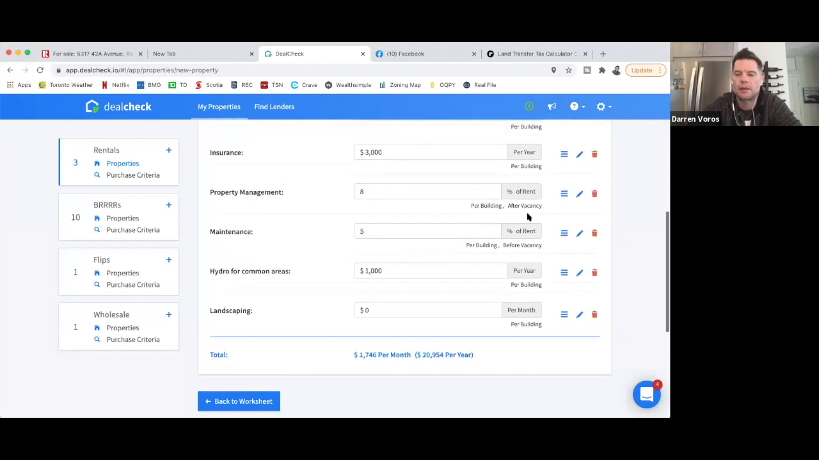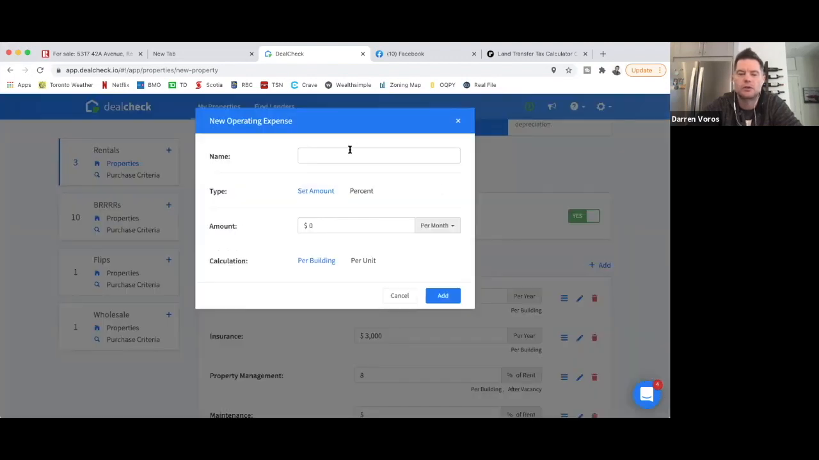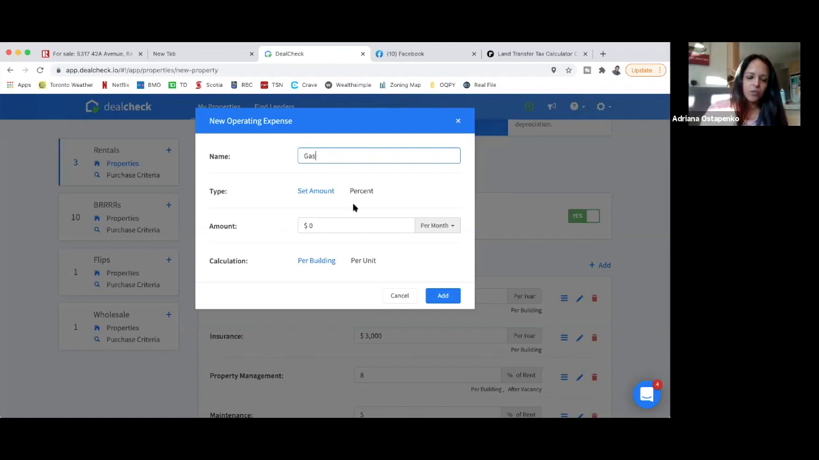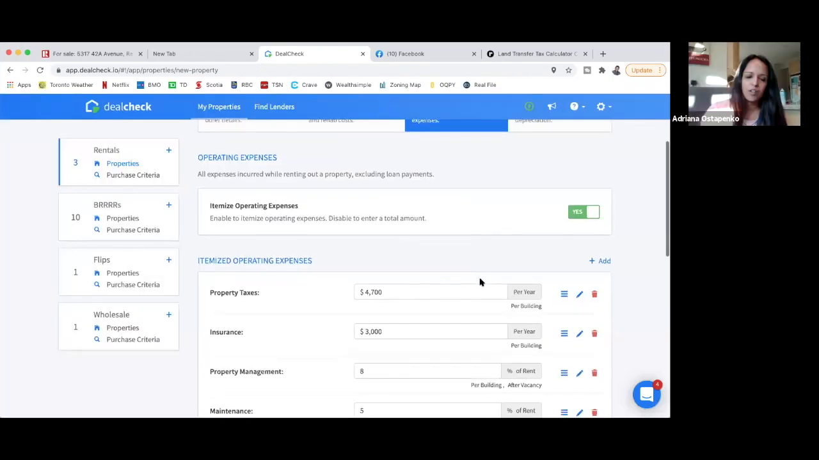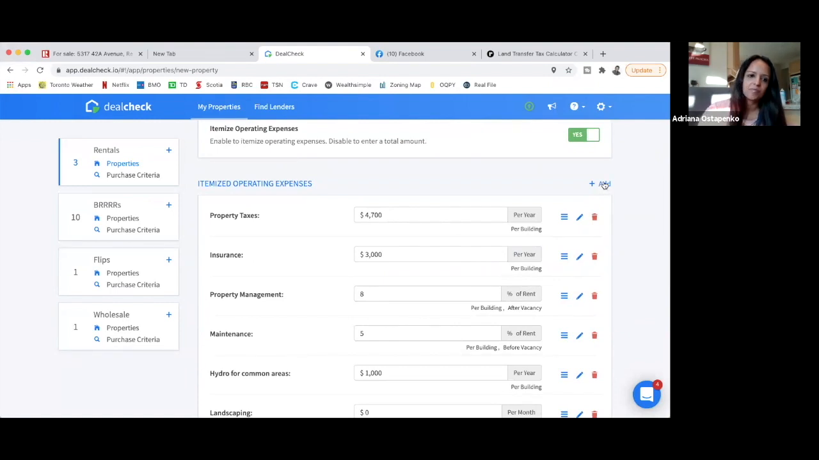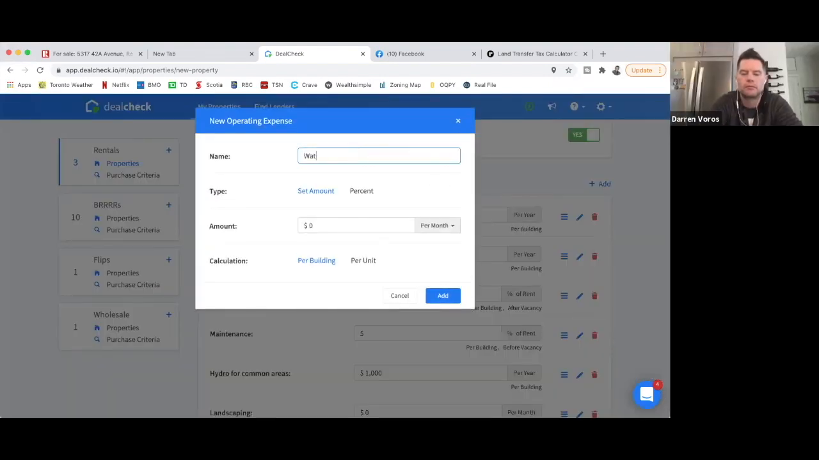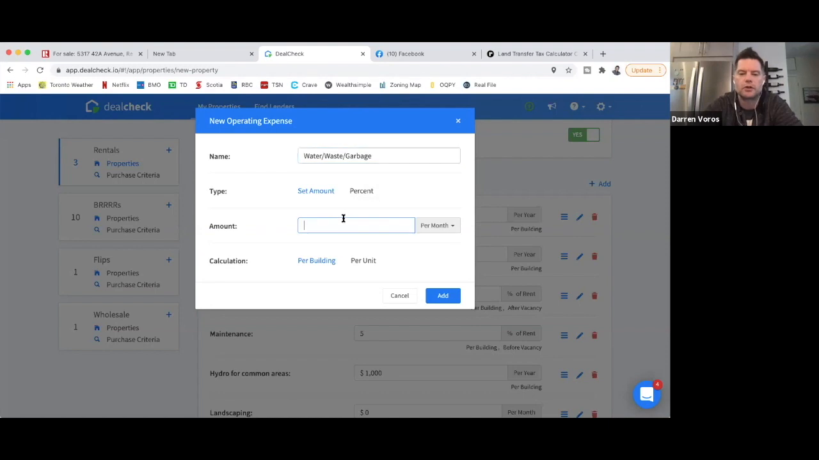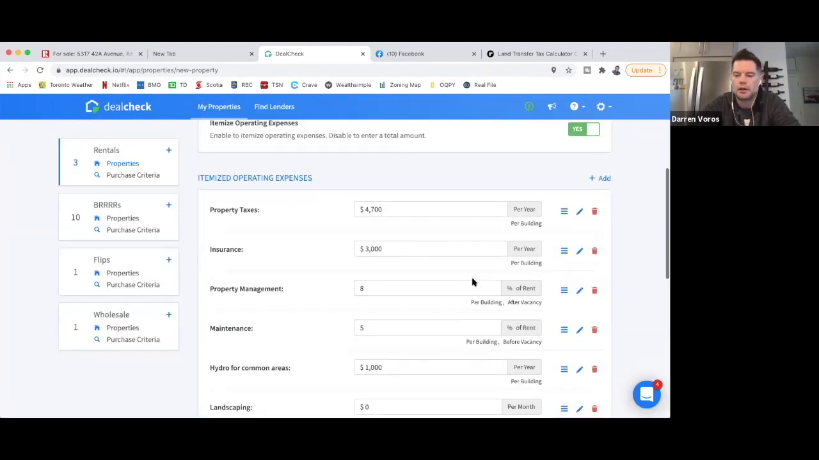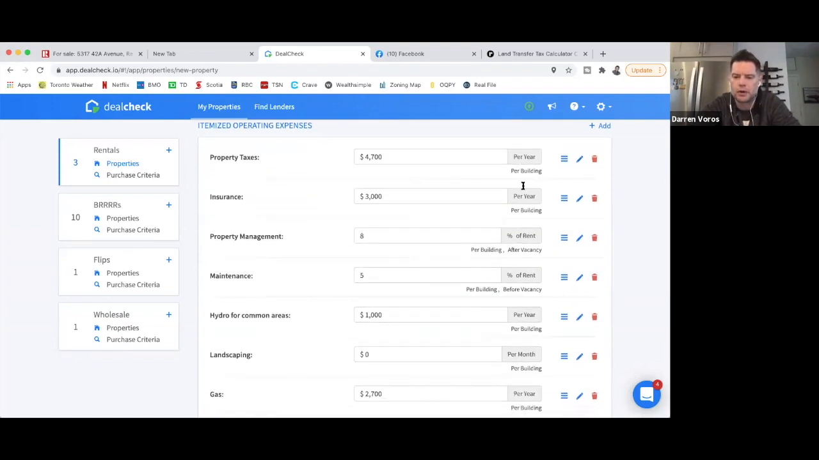Okay, let's add a couple more. So what's the next one, gas? Gas, yeah. We're at $2,700 for the year. I'm guessing that's a central furnace or something like that, right? That's right. And then you said there was one more, right? And then we have water and waste, and that's at about $2,500 for the year. Okay. This is garbage too in the city of Toronto, $2,500 per year. Okay. So we want to just verify these per year.